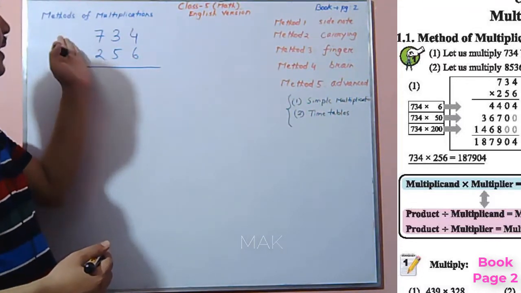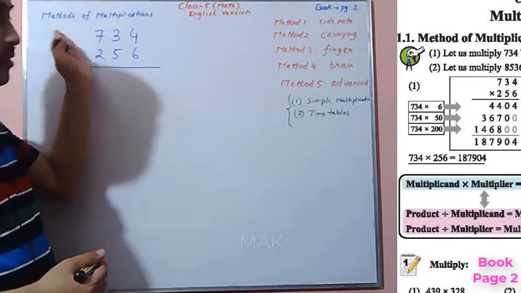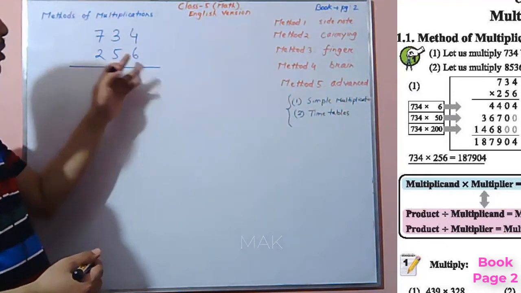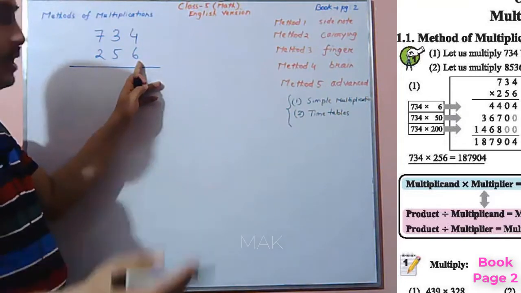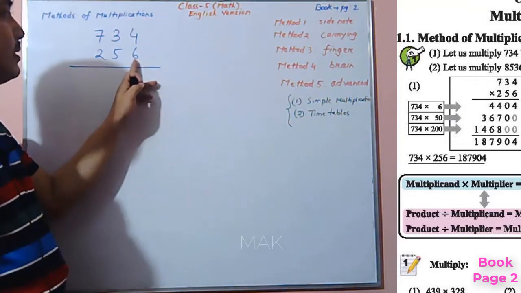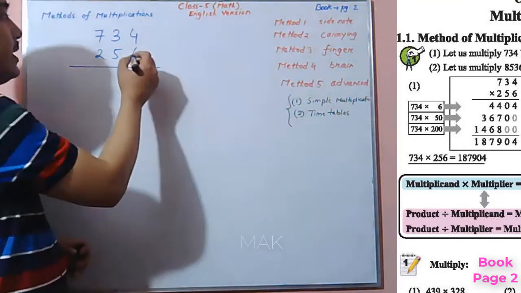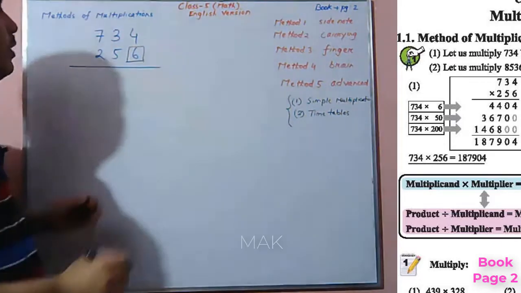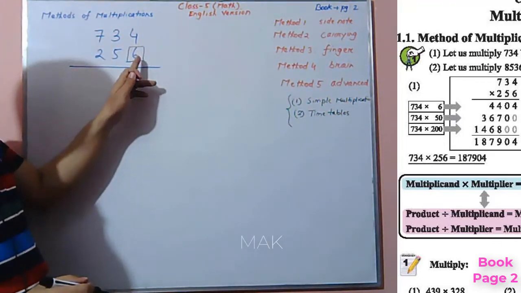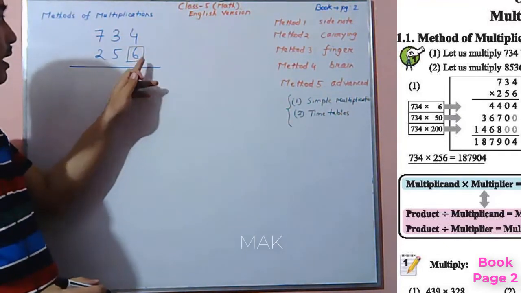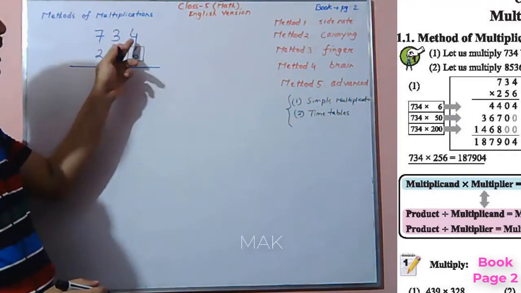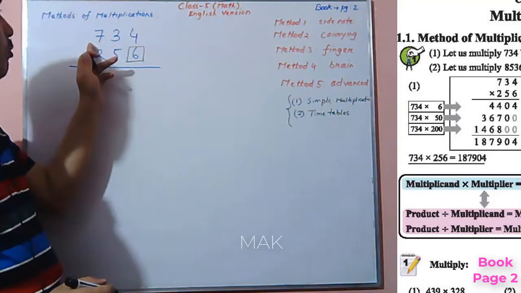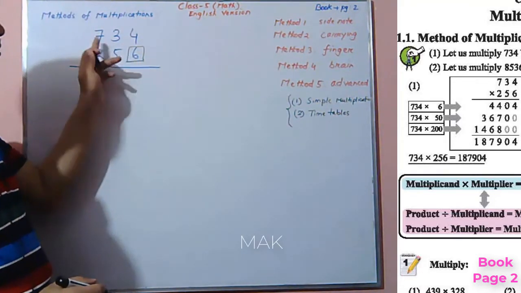The very first thing is, you can see in the second row, if you consider this as row 1, the first row, and this the second row, within the second row, on your very right side, you will see there is a digit 6. So the first thing is we are going to work with this 6 first. We are going to multiply this 6 with 734.